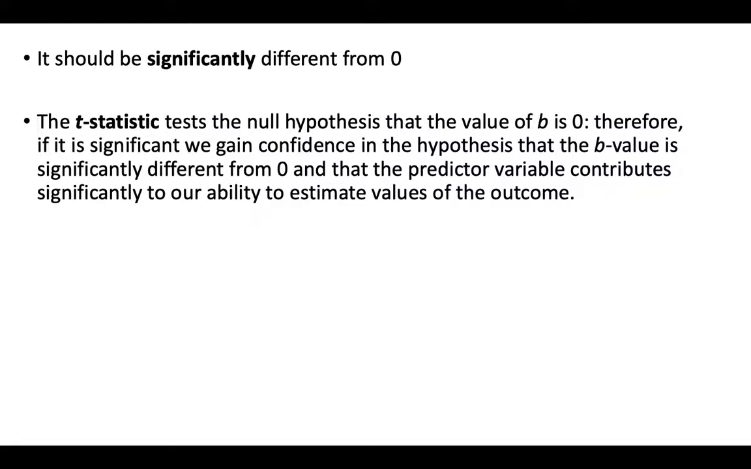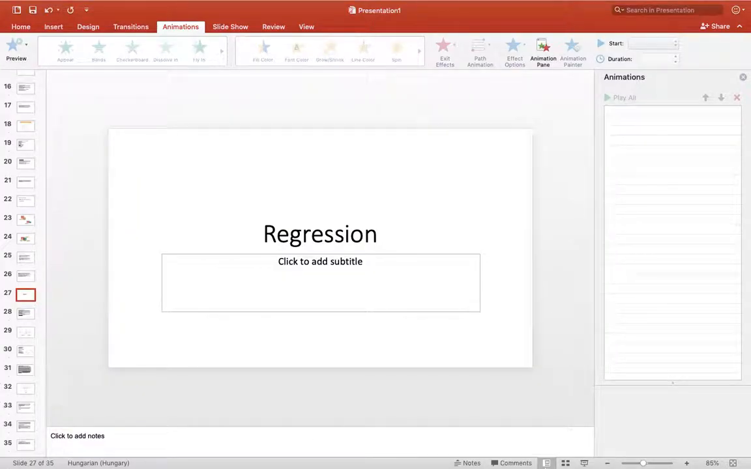It should be different from 0, but also significantly different. So there will be a t-statistic that should be significant. We'll talk about it soon. And then let's look at an example.